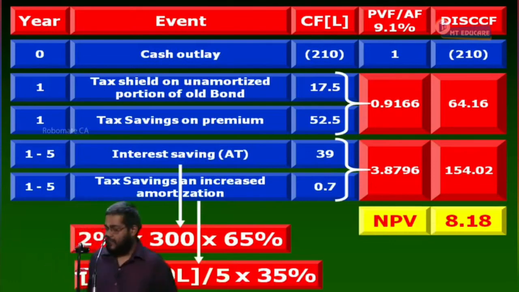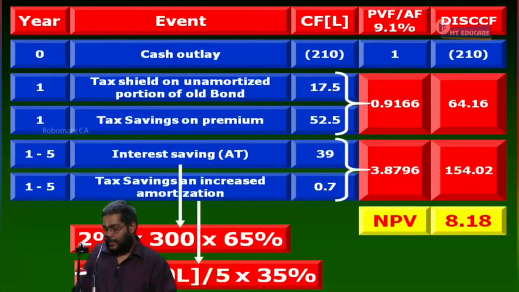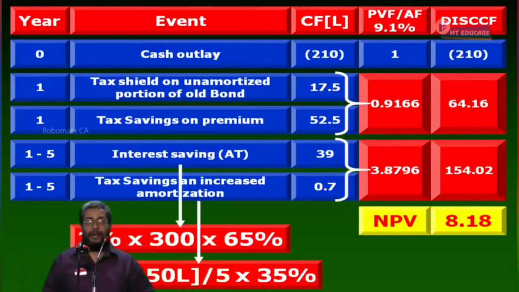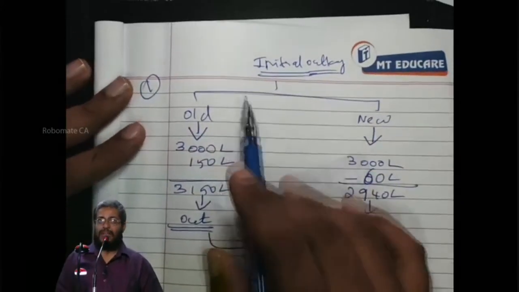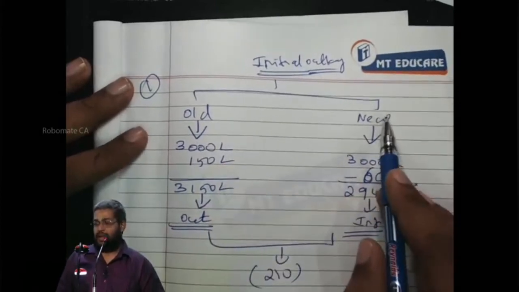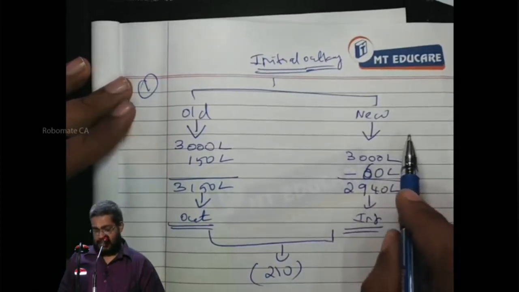Shall I proceed? Write down working notes. Point number 1: Initial outlay. Branch it into 2. First branch, old bond redemption. Second branch, new bond issue.